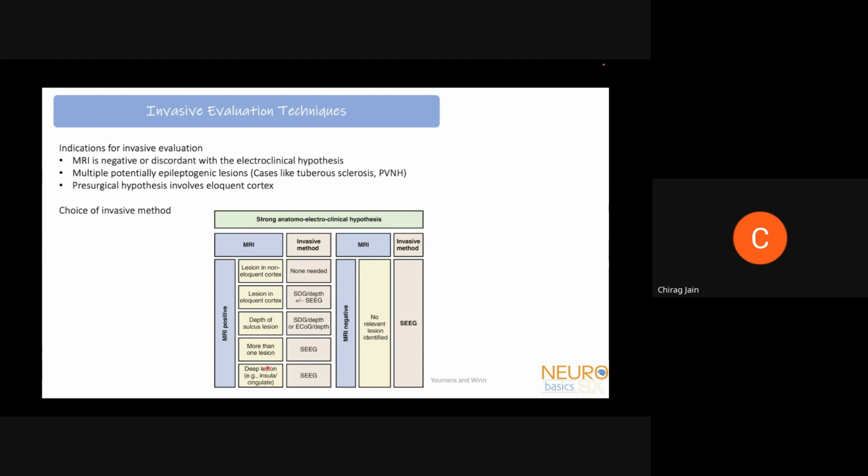You have more than one lesion, you have a deep lesion, you don't have any hypothesis, your MRI is negative and you're trying to figure out where the lesion is, and so on. That's where stereo EEG comes in. The only role that a subdural grid has is for a lesion in an eloquent cortex.